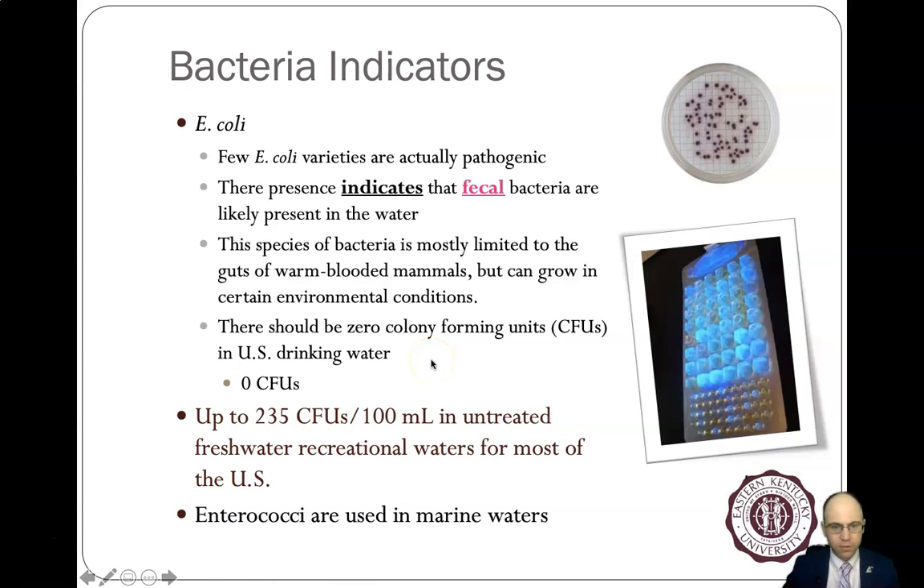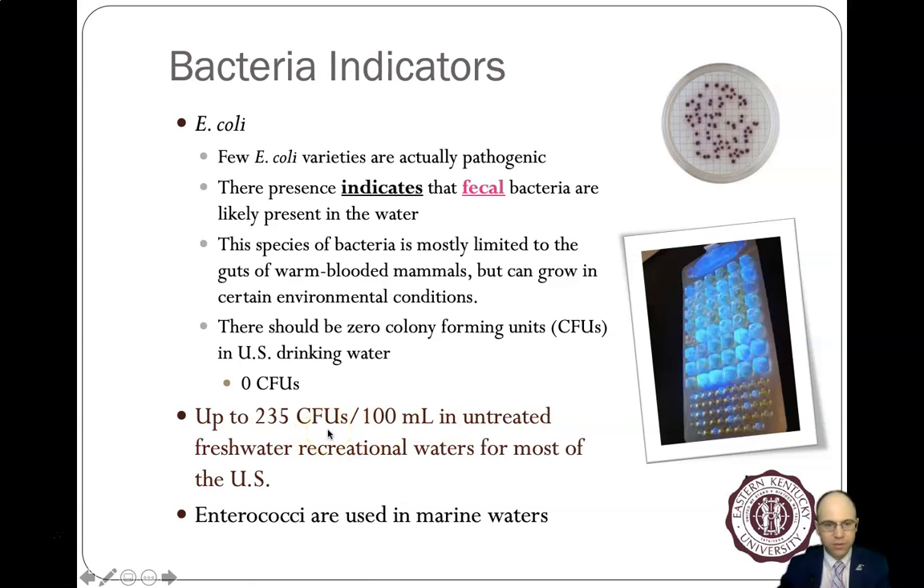But in swimming water in the U.S., we tolerate up to 235 colony-forming units. These little purple, magenta dots are colony-forming units of E. coli on an E. coli plate. And then they use Enterococcus, which is a different organism, a different group altogether. It's used for marine waters. And then there are companies like IDEXX that have kits that measure the most probable number, the MPN. And it's very colorful.